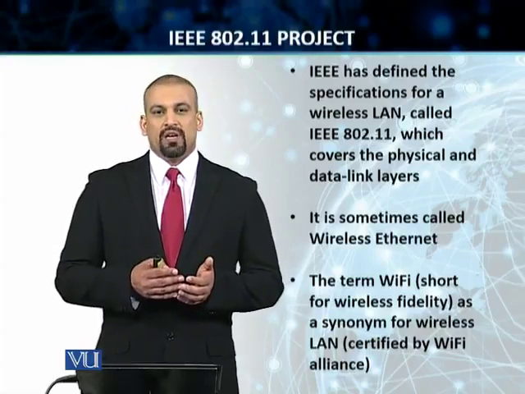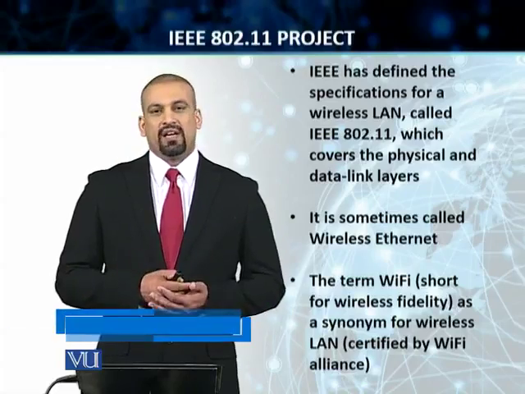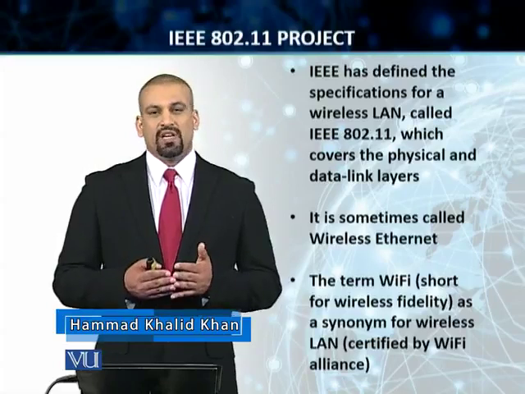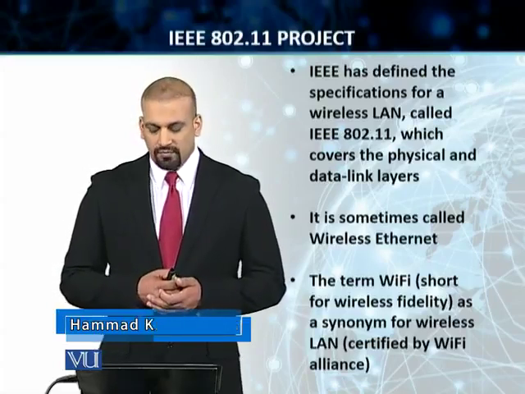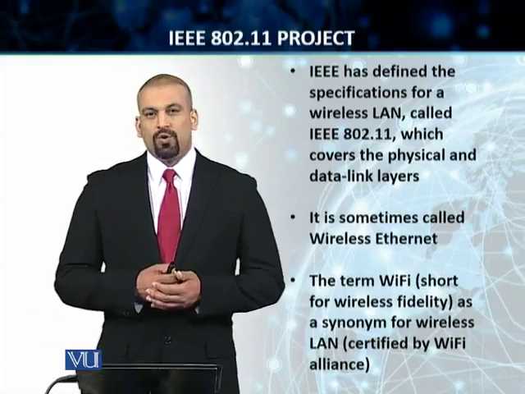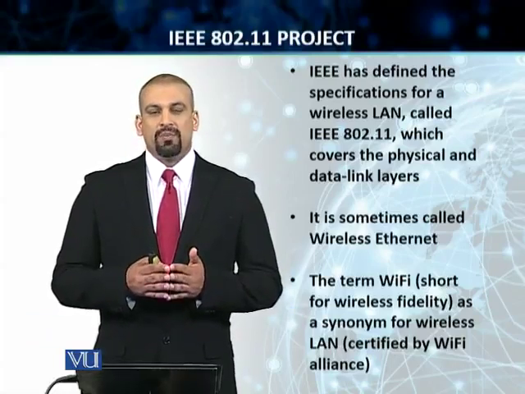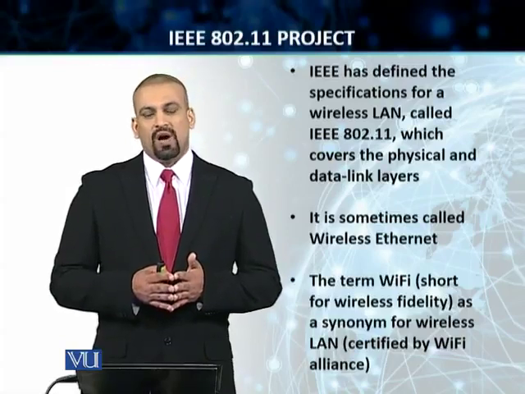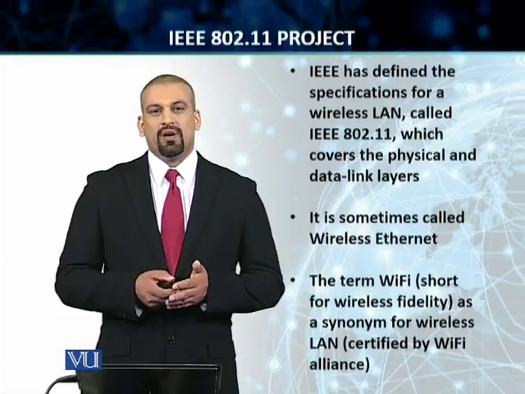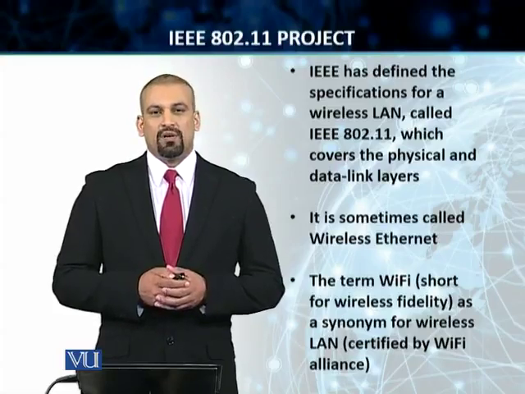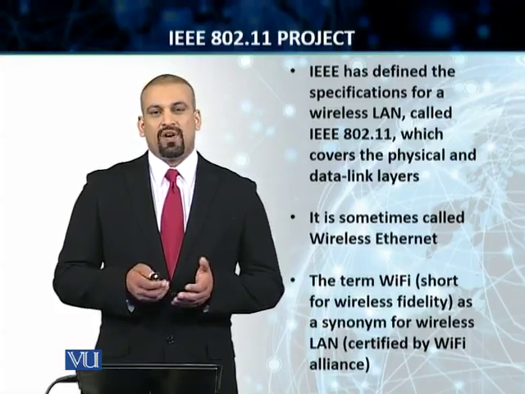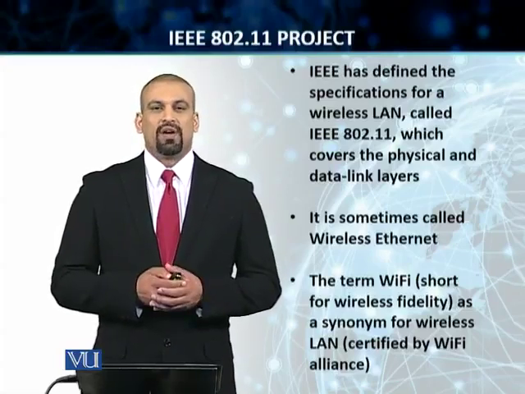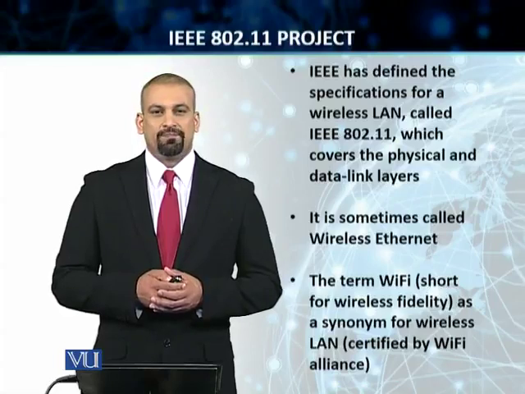They actually include the physical layer and the data link layer. As you know already, wireless LANs work on these two layers, the physical layer and the data link layer. Students, as I told you, IEEE 802.11 or wireless local area networks are sometimes also called wireless Ethernet, or they are also called Wi-Fi, for wireless fidelity, after the Wi-Fi forum that is actually developing and growing Wi-Fi as a local area network technique.